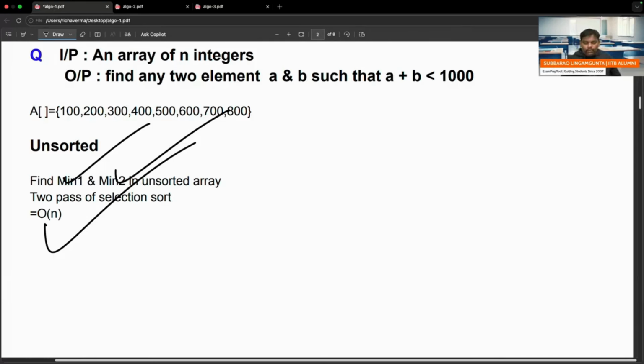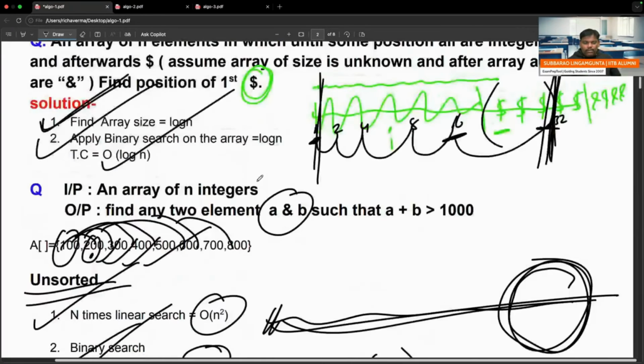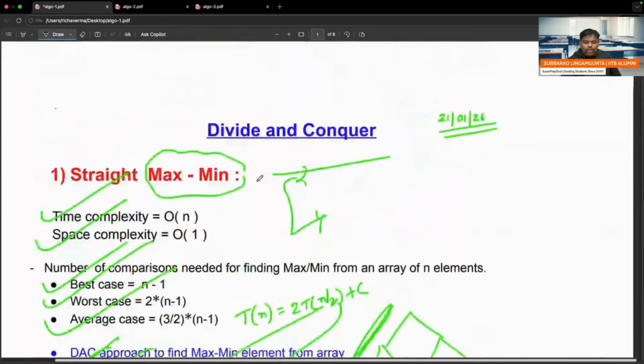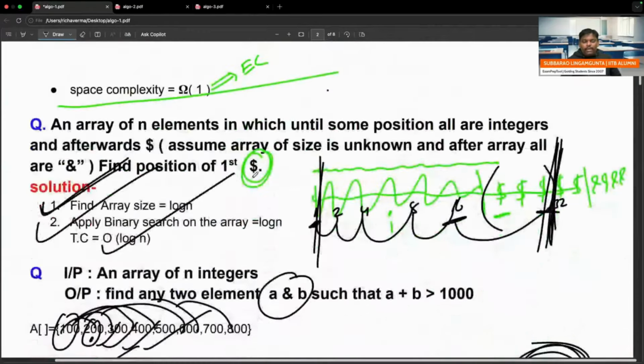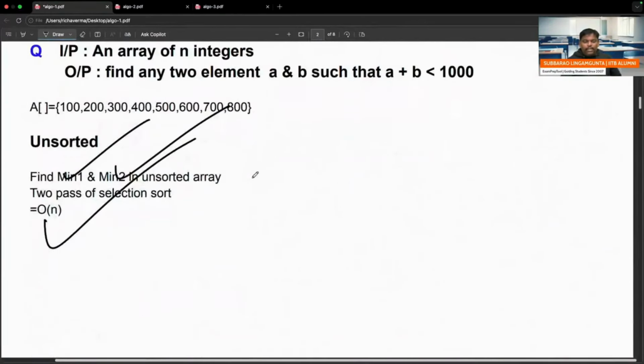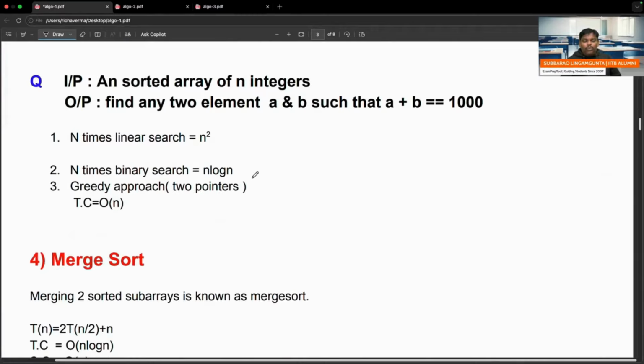Are you getting it? Some problems of binary search are going on. Finding max min we did, power of an element we did, and some binary search problems. Let's go to one more problem of binary search. In a sorted array of n integers, find any two elements a and b such that a plus b is exactly equal to 1000. Not less than, not more. If it is less than, after sorting, the first two people, which is nothing but the two minimum. If it is greater than, I think the two maximum.